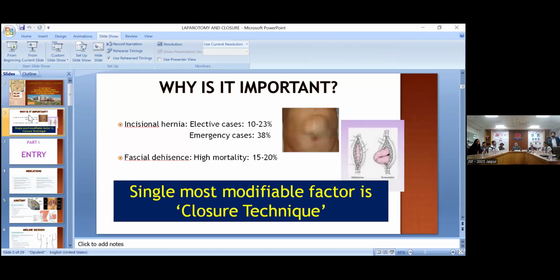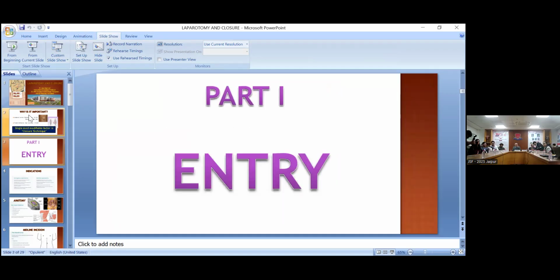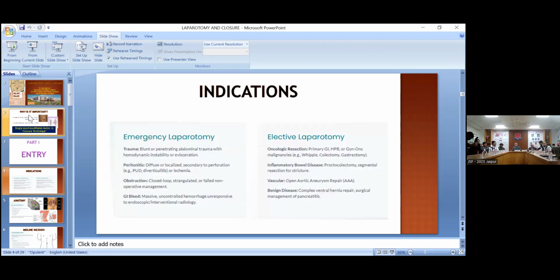As I mentioned, the single most modifiable factor is the closure technique. In the first part of my presentation, I will be speaking about entry inside the abdomen. The common indications for performing a laparotomy could be in the elective setting, where surgeries are performed for oncological resections, such as any major GI pathology, for inflammatory bowel disease, for vascular procedures in the abdomen, such as an open aortic aneurysm repair, or for benign diseases such as ventral hernia repairs or surgical management of pancreatitis.